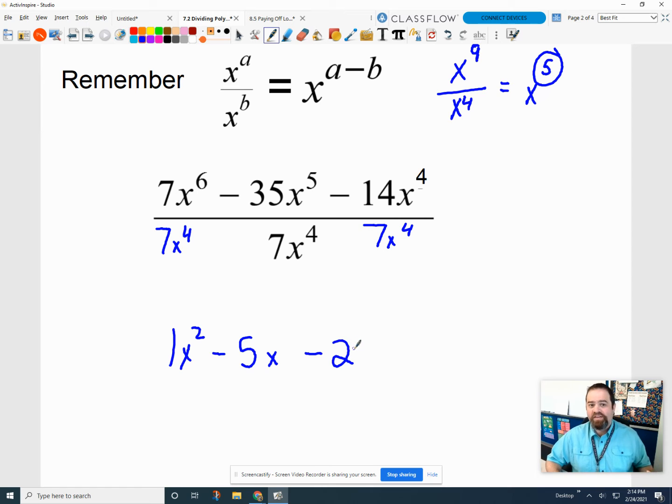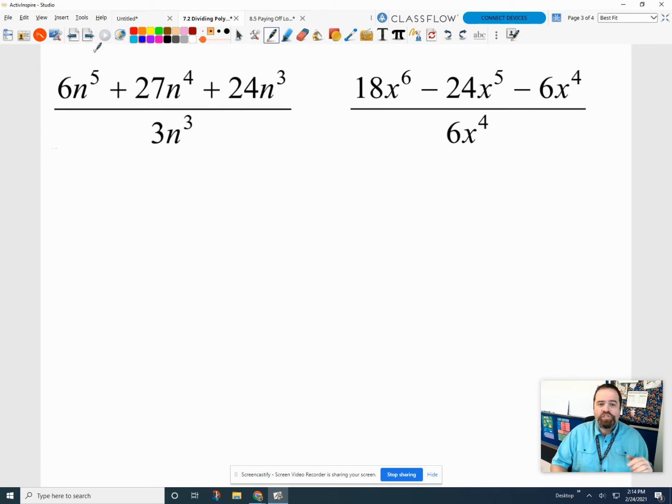Okay, that's the gist of it. Some of you might get it from there if you really caught on to what we were doing yesterday and you can run with it. I'm going to do a couple more examples just to beat it in a little bit. So each of these is going to get divided by 3n to the 3rd. So that's going to leave me 2n squared, and then plus 9n, and then the last term is just an 8.